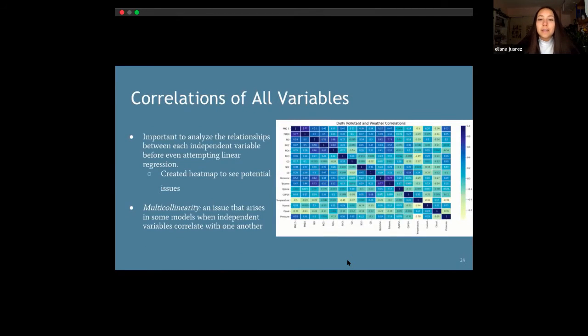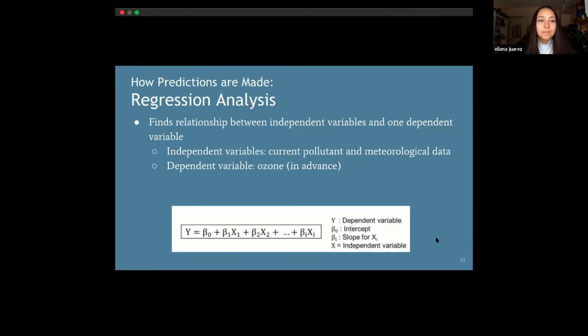Next, we moved on to looking at the correlations between not just individual variables and ozone, but all variables together. This is important to analyze the relationships between each independent variable before even attempting any sort of regression. So to do this, we created a heat map to see potential issues. Issues can come up with multicollinearity, which is a problem that arises in some models when the independent variables correlate strongly with one another. So this helped us look out for that problem in advance.